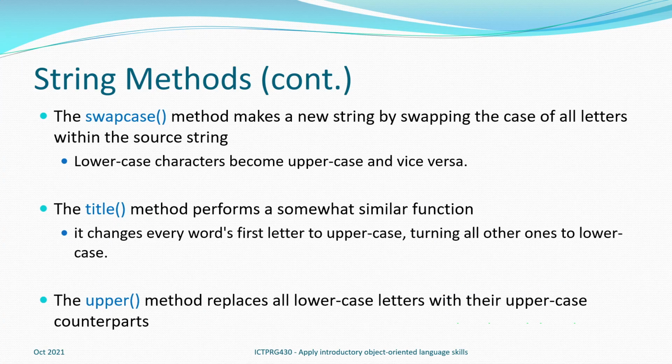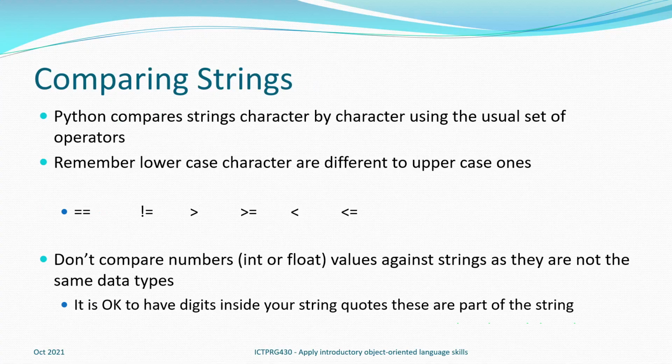Swap case is pretty straightforward. It swaps the character from lowercase to uppercase and vice versa. Title changes the first letter to uppercase and then turns all the others to lowercase. Upper method is basically the opposite, so it takes all the lowercase and replaces them with uppercase.